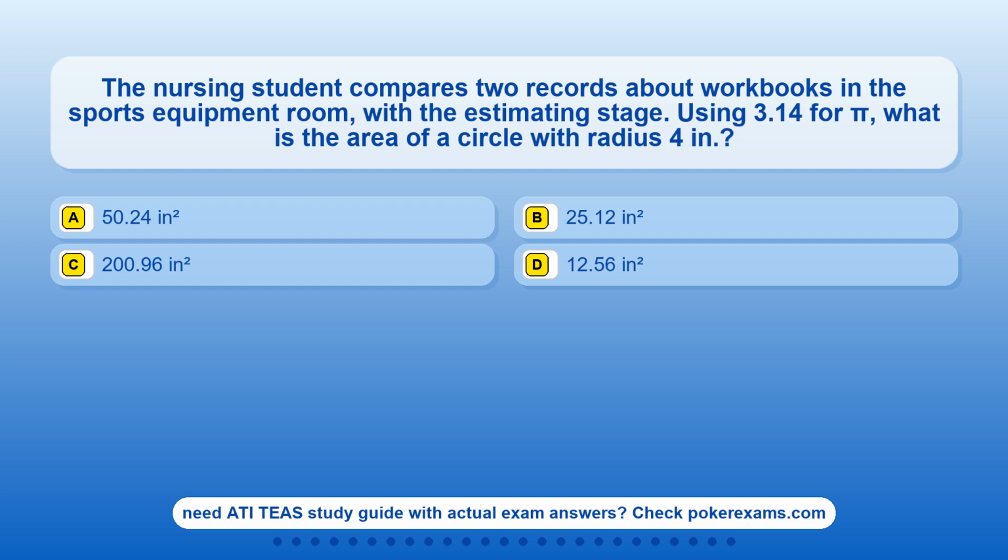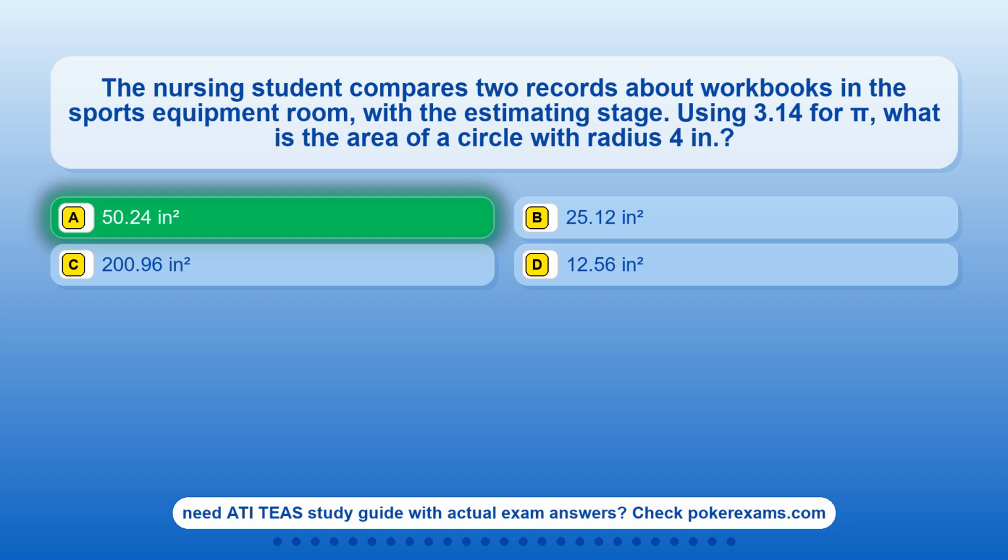Question 17. The nursing student compares 2 records about workbooks in the sports equipment room, with the estimating stage. Using 3.14 for pi, what is the area of a circle with radius 4 inches? Option A, 50.24 square inches. Option B, 25.12 square inches. Option C, 200.96 square inches. Option D, 12.56 square inches. The correct answer is option A, 50.24 square inches.